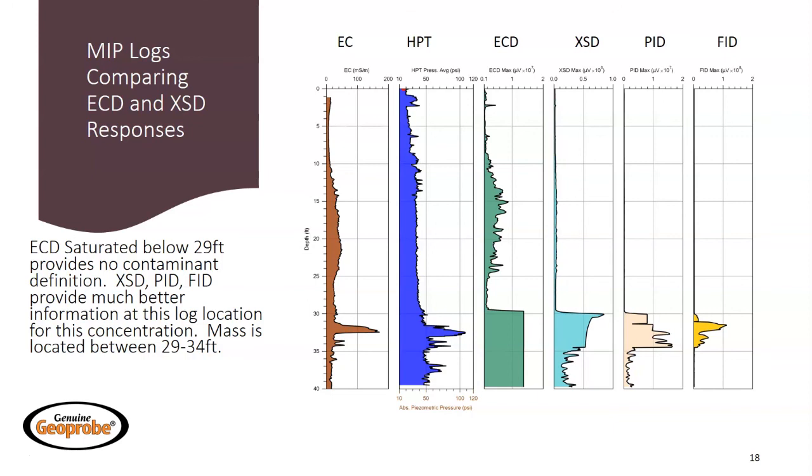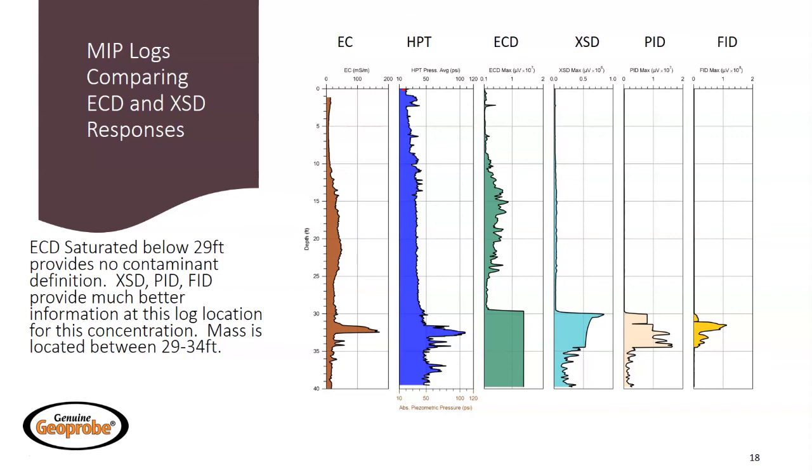This is probably PCE or TCE, and since the FID baseline is barely noticeable with responses in the e to the 8th power, it is likely a DNAPL response. The FID provides a great indication of the thickness of the plume mass.